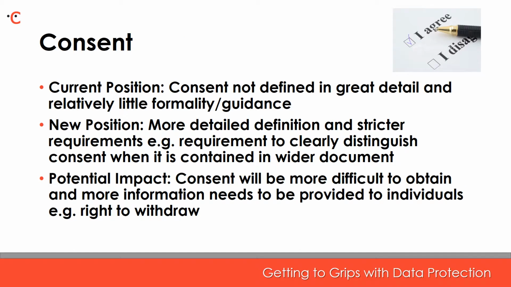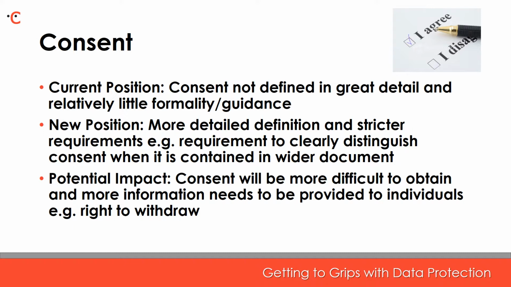Now let's turn to the issue of consent. Currently, data will only be processed fairly if one of the conditions specified in Schedule 2 of the Data Protection Act is met, and for sensitive personal data, one of the conditions set out in Schedule 3 of the Act must also be met. One of the conditions in Schedule 2 is that the data subject has given his consent to the processing, and Schedule 3 also refers to consent but adds that it must be explicit. There's no formal definition of consent in the Data Protection Act.